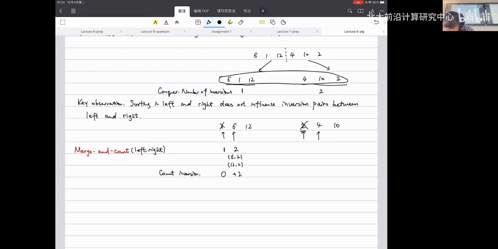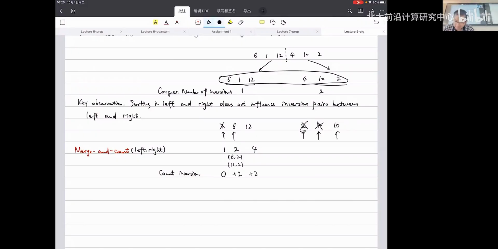This is the next step, where we move to the 4 here. For this 4, we make another comparison. We compare the smallest on the left-hand side and the smallest on the right-hand side, which are 6 and 4. Clearly 6 is larger than 4, so we delete this 4 and add the 4 to the sorted list. Because 4 is smaller than 6, and the left-hand side is sorted, as I always mention, it must also be smaller than 12. So the number of inversions it incurs is also 2 here.